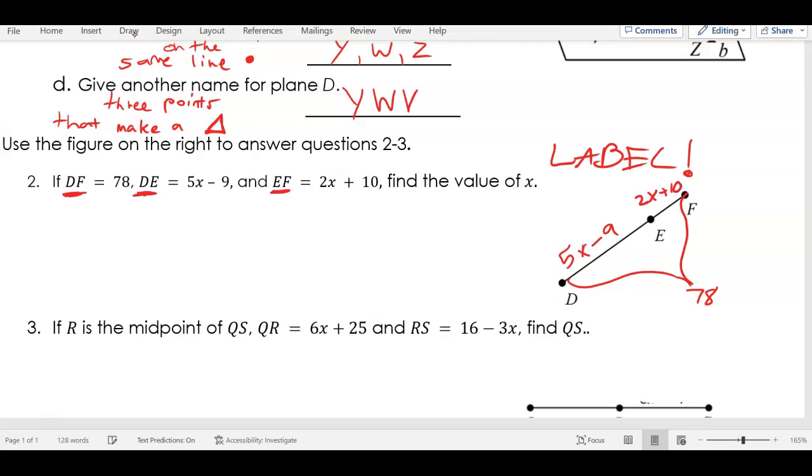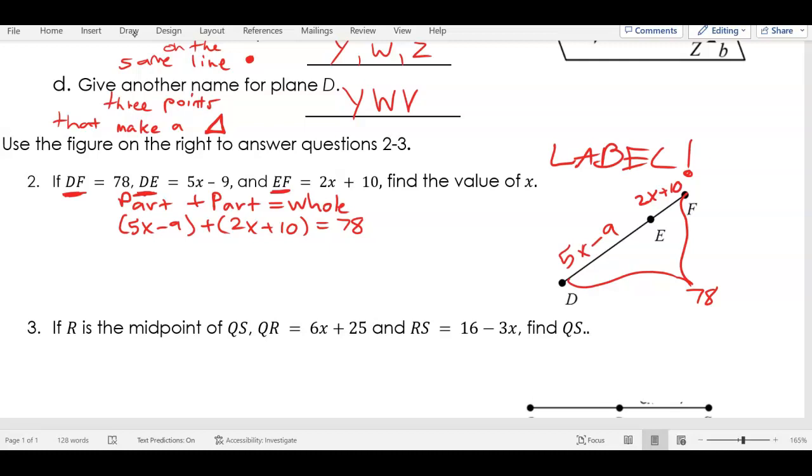Cool. And then what I'm going to do is part plus part equals whole. Okay, so the left part is DE, 5x minus 9, plus the other part, the right part, 2x plus 10, equals the whole thing, 78. When you take your actual quiz, yours is going to look a little different than this, okay? And so when you solve it, the steps might be a little different, okay?